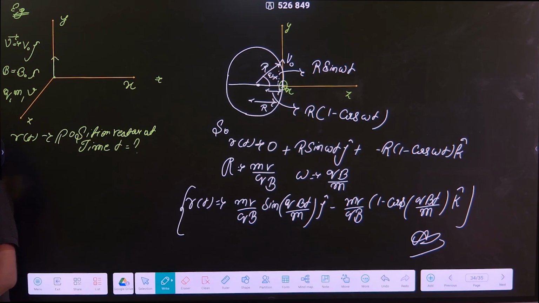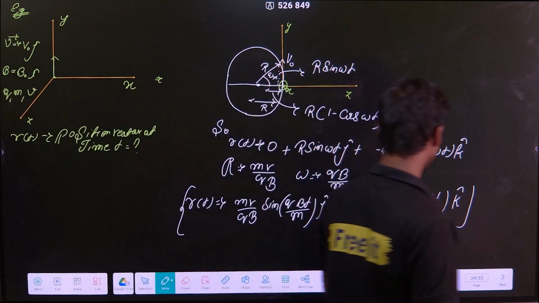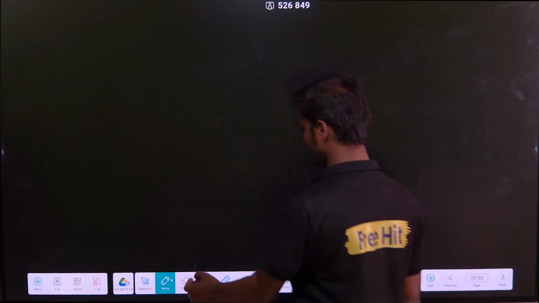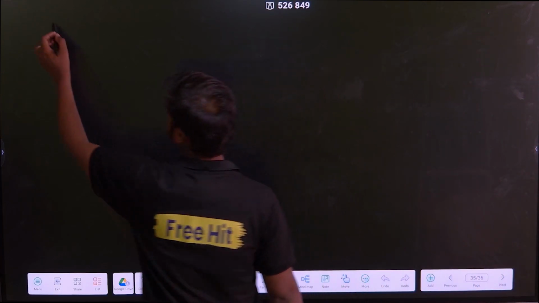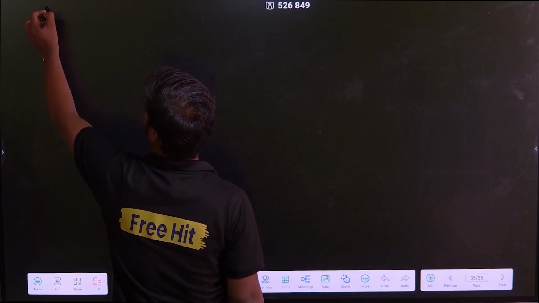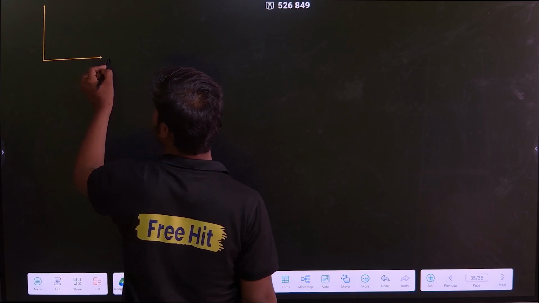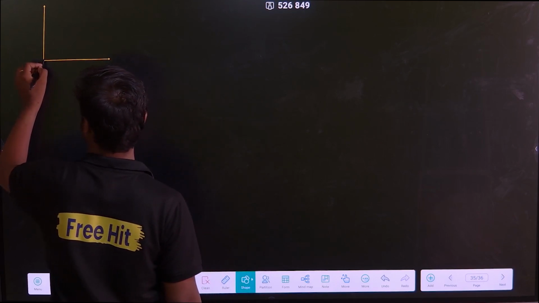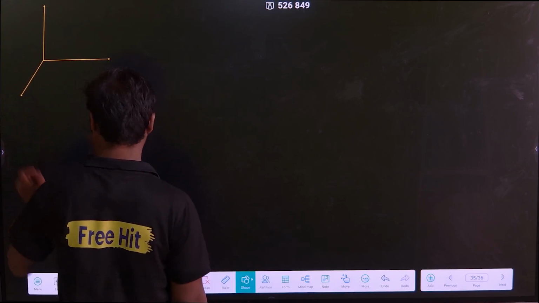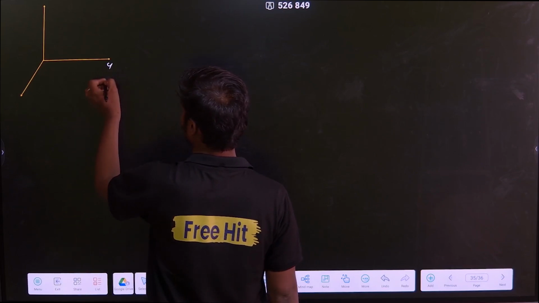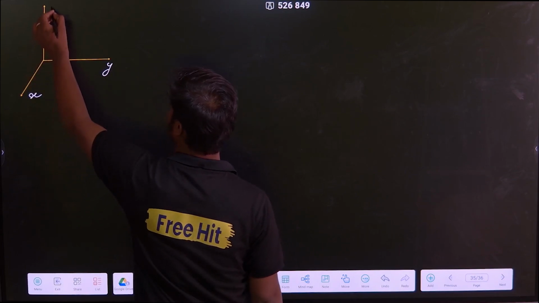Let me take one more example so that it will be more clear to you. I hope you have understood how to solve this. You just have to understand the geometry. It's nothing but geometry only, not something very difficult. It's simple geometry. Suppose this is my y, this is my x, and this one is z.